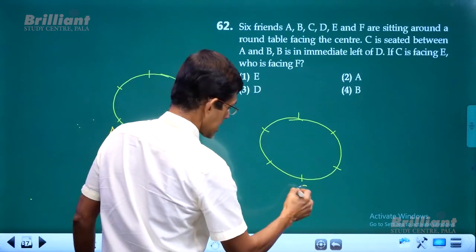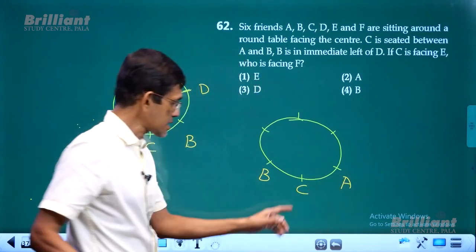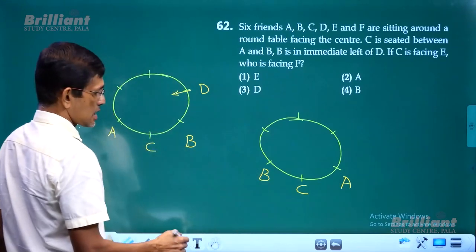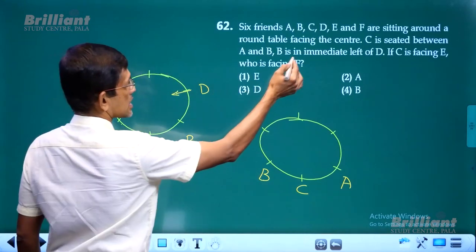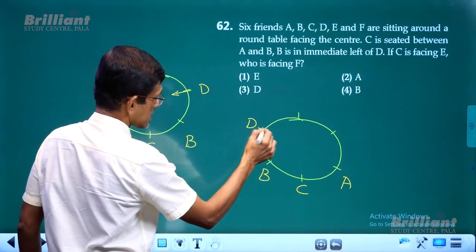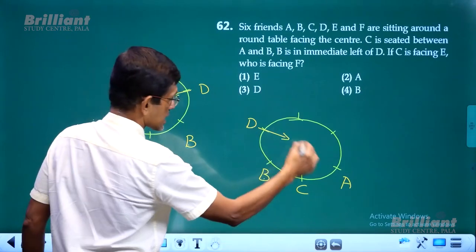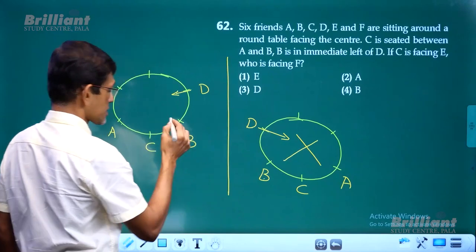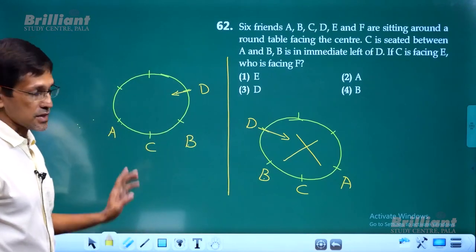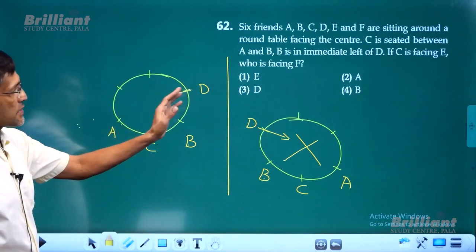If you take C here, then B here and A here. So this is, again, C is between A and B. In this case, if B is here, then B must be where? Immediate left of D. In that case, if D comes over here, D is facing the center, then B is immediate right. So that cannot be the case. So this is the case. In that case, A is here and B is here, C is here. Okay, fine. So B is immediate left of D.